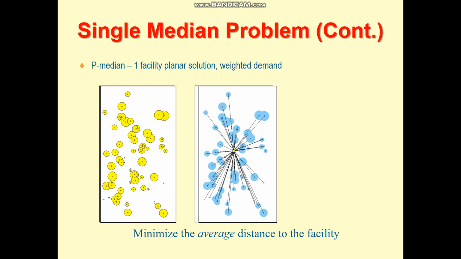Let's see here. We have a network with a lot of facilities. We try to find a location for the facility so that we can minimize the cost from this facility to other facilities, in order to minimize the total cost.